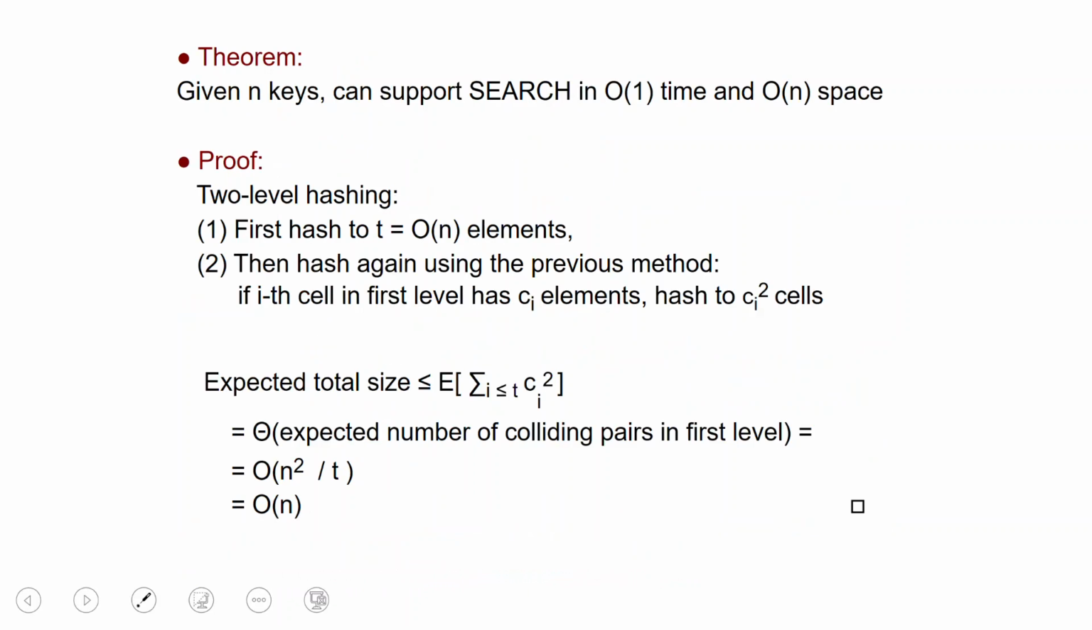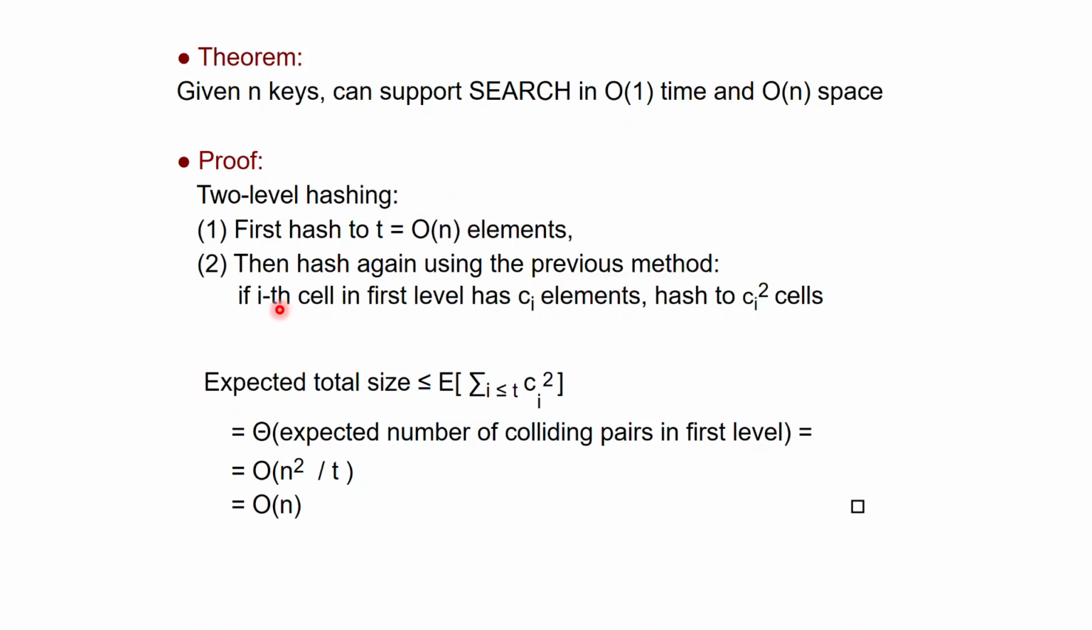If you give me n keys, then you can support a search in constant time and also using order of n space. And the idea is to perform a two-level hashing. So first we're going to hash to order of n elements, just like before. And because you only have order of n elements as opposed to order of n squared, you will have collisions. And then we're going to hash again using the previous method.